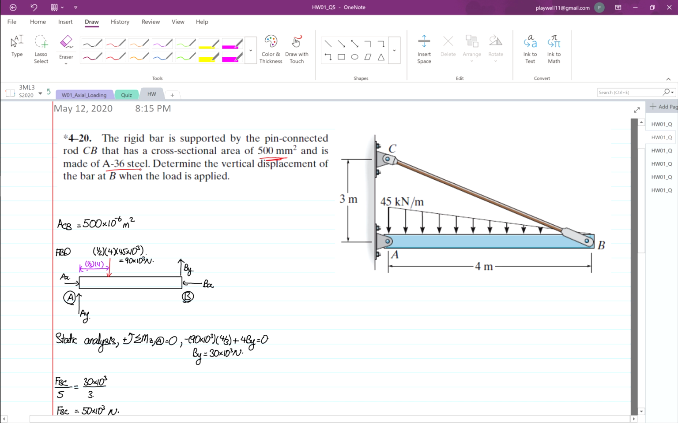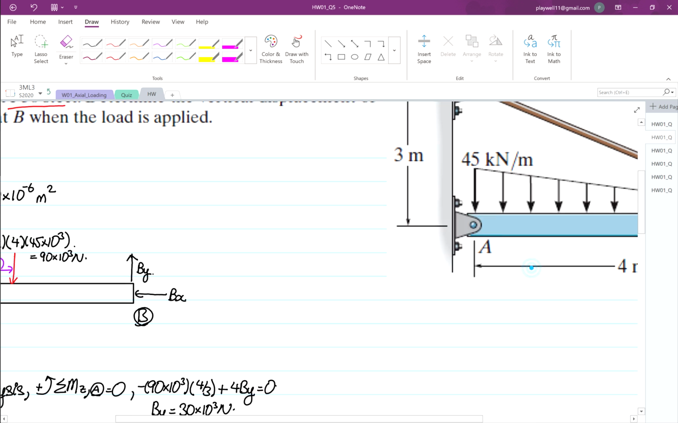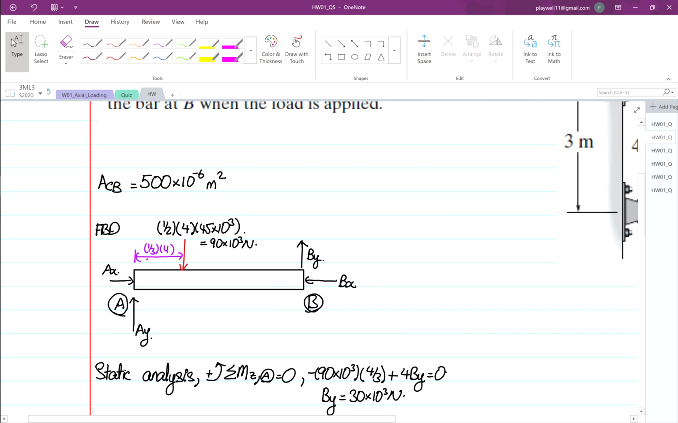So this is steel. Determine the vertical displacement of the bar at load B when the load is applied. So you will have your free body diagram. You know that this is the triangle load, right? So this is over here. This is the equivalent load.